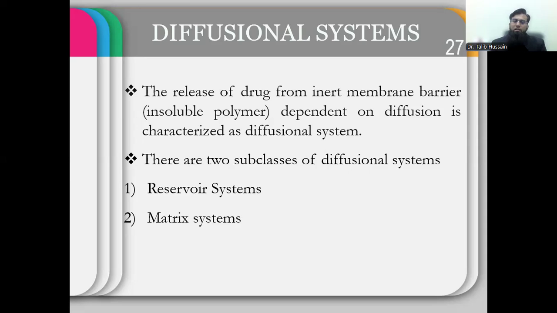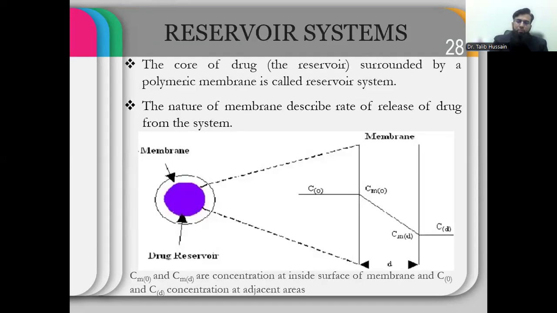Matrix systems are the second example. Matrices are a homogeneous blend of the insoluble polymer with the drug material. That matrix will have a drug which is dissolving but a polymer which is not dissolving. So the drug will penetrate through this matrix to the dissolution medium. The rate of penetration of the dissolution medium will draw its kinetics towards sustained release or controlled release.